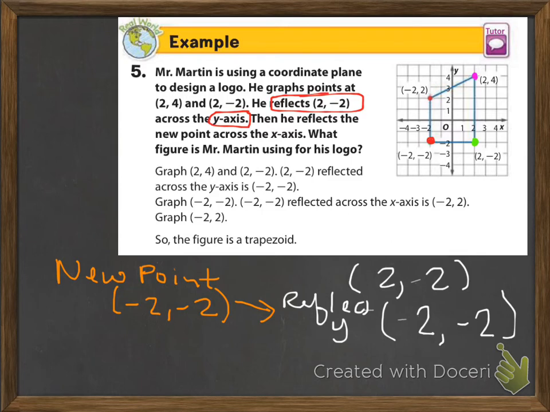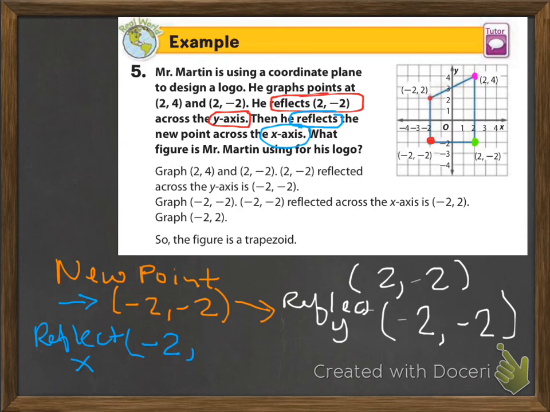Then it says he reflects the new point across the x-axis. So I'm going to change to blue here because that's going to be across the x-axis. So we know we're going to reflect this (-2, -2) that we got right here across the x-axis. So I'm going to write again, reflect x. I would like you to do the same. Since we're reflecting it across the x-axis, now we have -2 in the x spot, because remember that's the one that we keep the same.